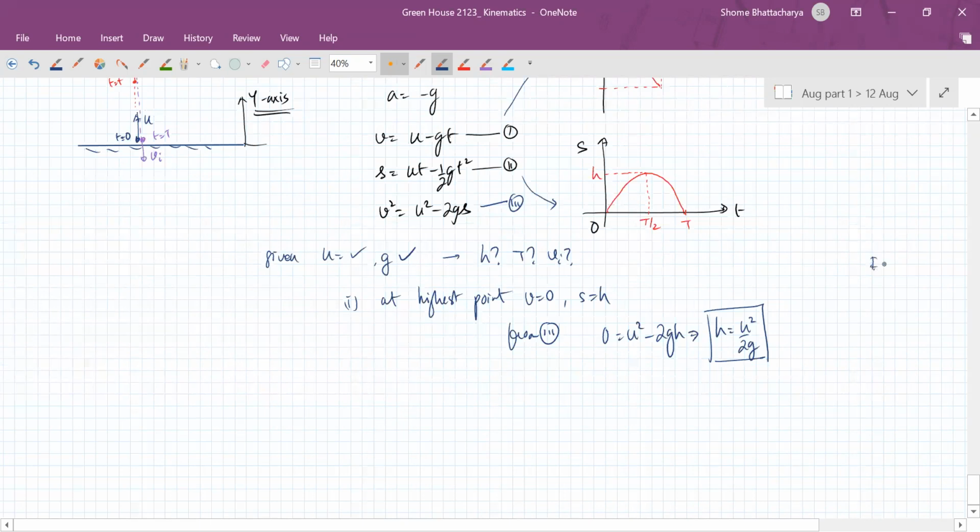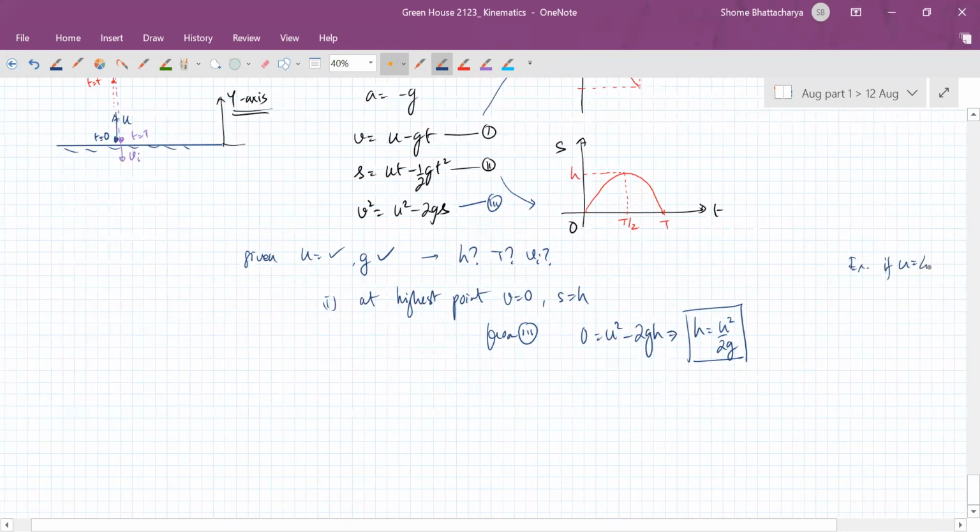So for example, if u is equal to, let's say, 40 meters per second and g is equal to 10 meters per second square, then what is the maximum height? We just use this formula. So you'll see that this will become 40 into 2, 80 meters. 80 meters will become the maximum height.